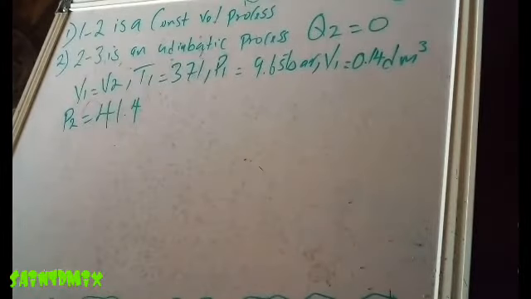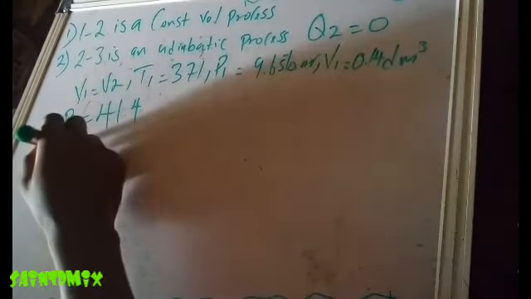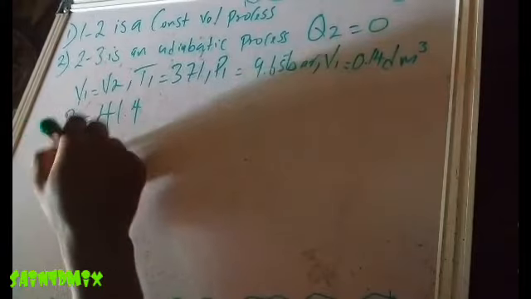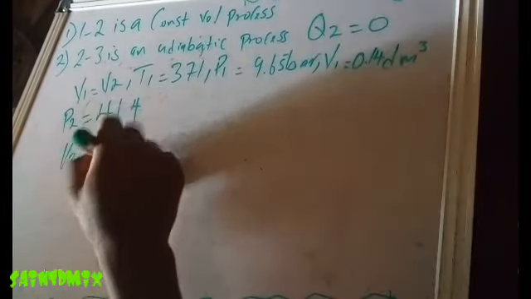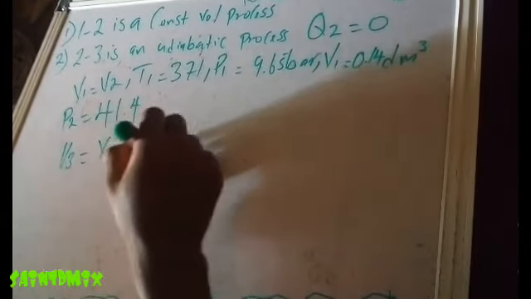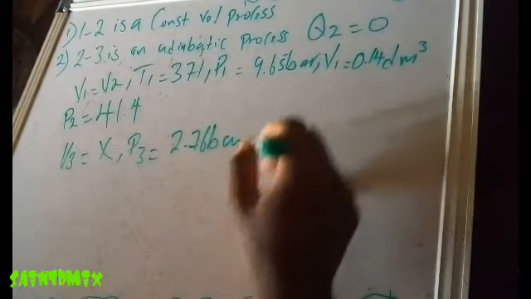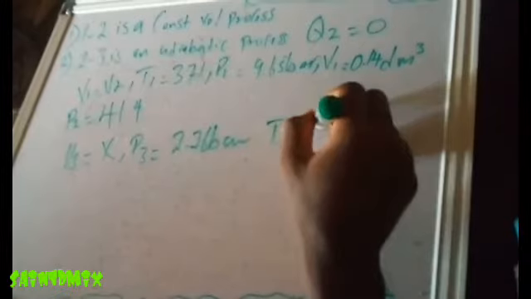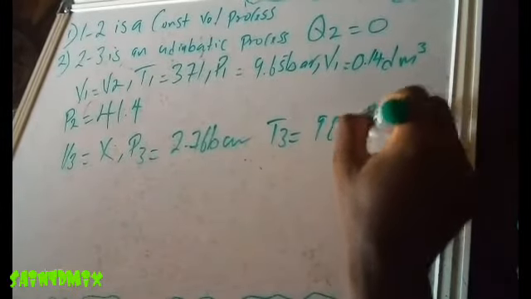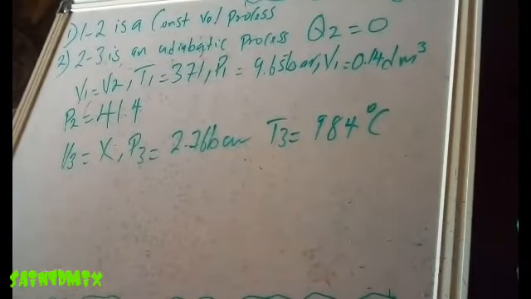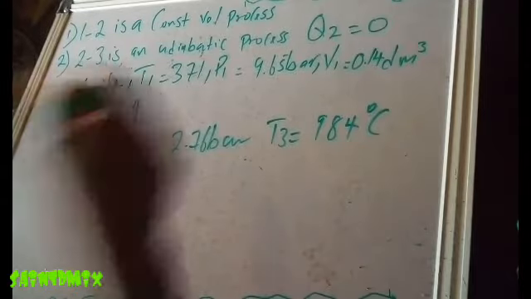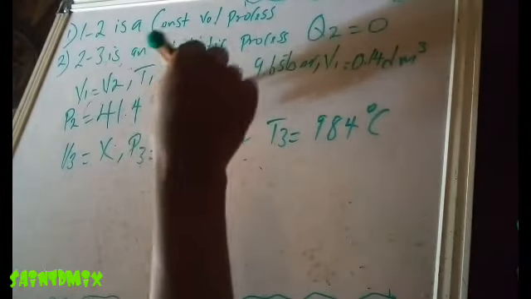Now for process 2 to 3, we don't know what our V3 is, so V3 is equal to X. And our P3 is equal to 2.76 bar, and our T3 is equal to 984 degrees Celsius. Now, we've gotten our T1, but we've not gotten our T2. Let me add that to be X.